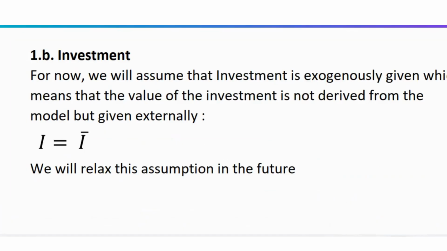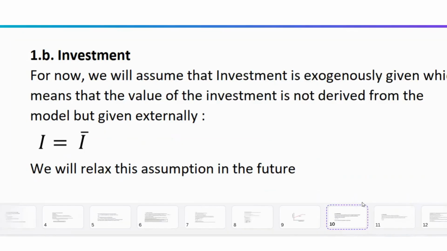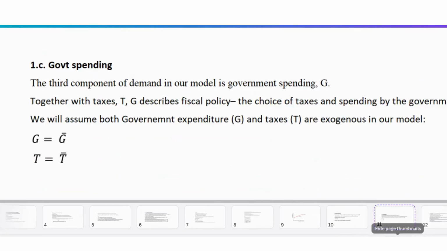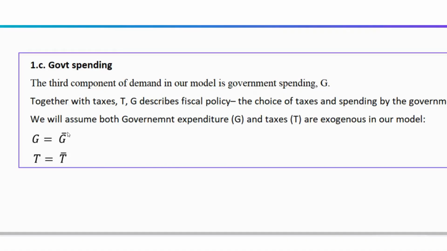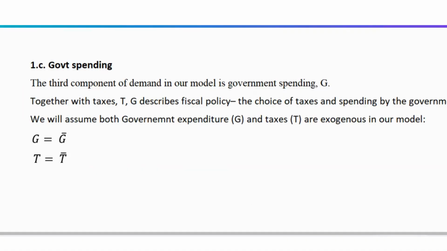We do relax this assumption later, but this is the assumption of a standard goods market model. The third component of demand in our model, like we saw, was government spending, G. Now, together with taxes, T, G describes fiscal policy, which is the choice of taxes and spending by the government. Just like investment, we'll assume both government spending and taxes are exogenous in our model, i.e. they're not determined within the model, but rather the model takes them as given. So we can write G is equal to G bar, T is equal to T bar.